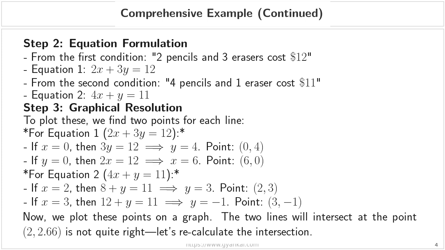Now, looking at my initial notes, I see a calculation error here. The intersection isn't exactly 2.66. Let's pause here and perform a more precise calculation in the next slide to find the exact intersection point.